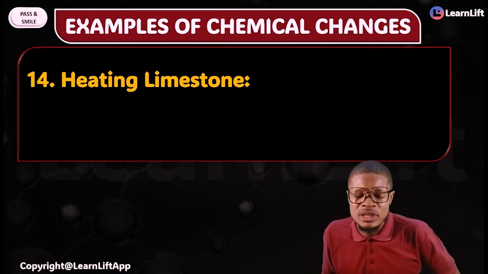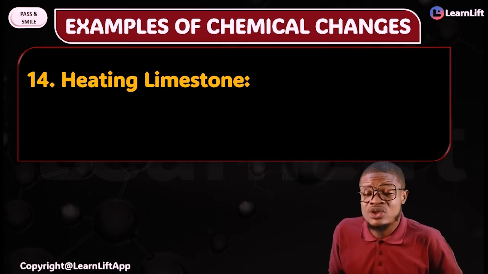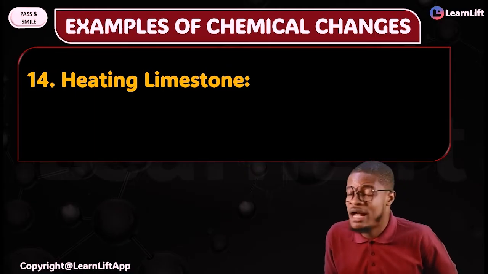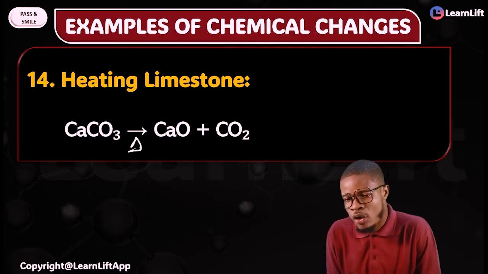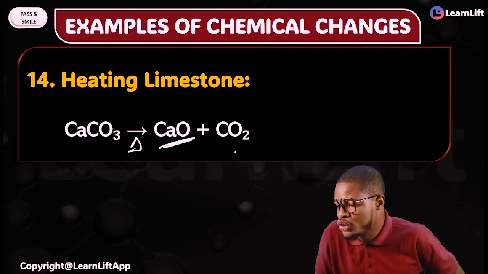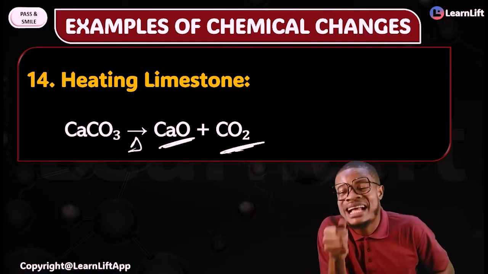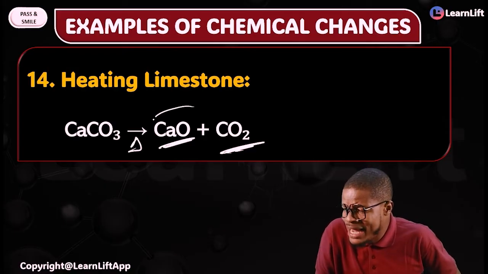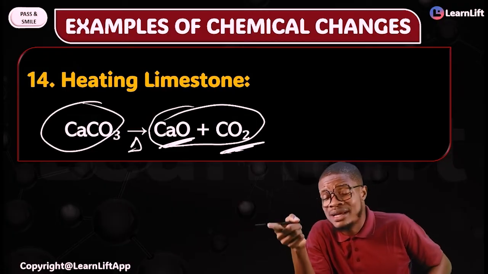Number 14, very fast, is called heating limestone. What is the formula for limestone? Limestone is calcium trioxocarbonate(IV), CaCO3. When you heat it, that means decompose it, what will it give rise to? It will give rise to quicklime, CaO, and your carbon(IV) oxide. This is a good example of chemical change, because you cannot combine these two products back to give you the reactant. That's why it is a chemical change.